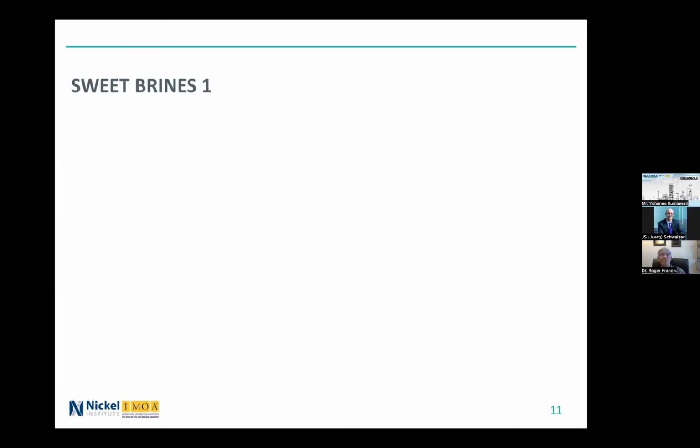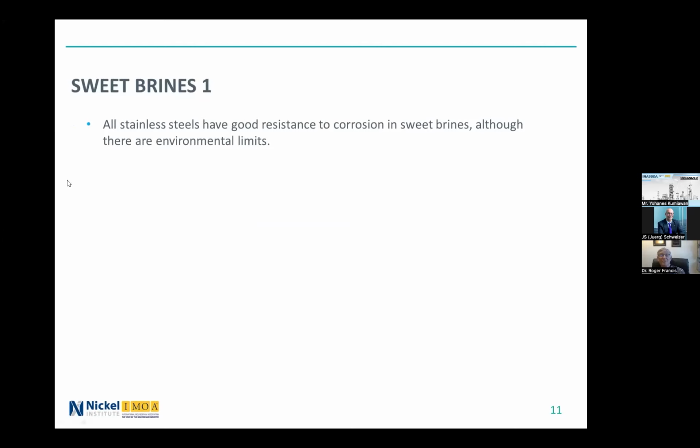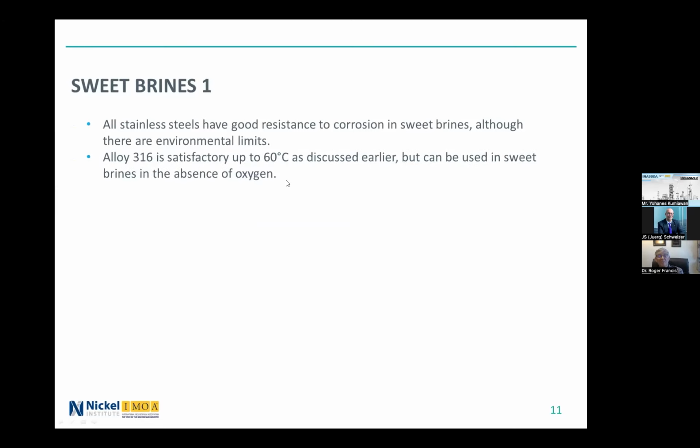So let's talk about sweet brines. A sweet brine is basically water containing chloride of a whole range of concentrations and a lot of CO2, but no H2S. All stainless steels have good resistance to corrosion in sweet brines, although there are environmental limits. Alloy 316 is satisfactory up to 60 degrees centigrade, as discussed earlier, but it can be used in sweet brines in the absence of oxygen, which is usually the case in oilfield applications. And again, you can then use it to higher temperatures.